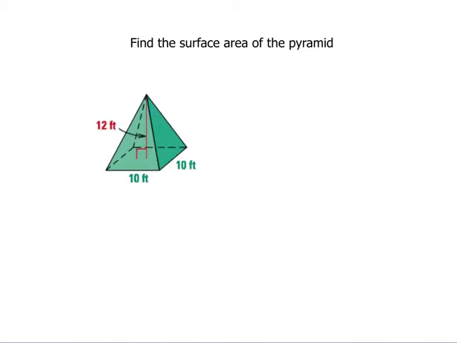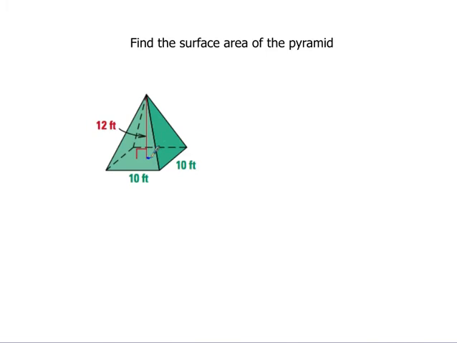Find the surface area of the pyramid. Similar kind of question here. We've got a regular pyramid with square base, but this time we've been given the vertical height of the pyramid rather than what you call the slant height, which is the height of each of the triangles on the outside. So we need to do a bit of work to work out that actual slant height, because we need that to find the area of the triangle.